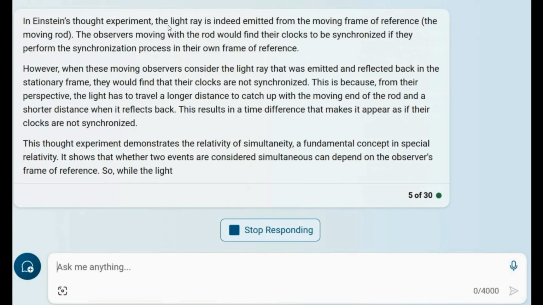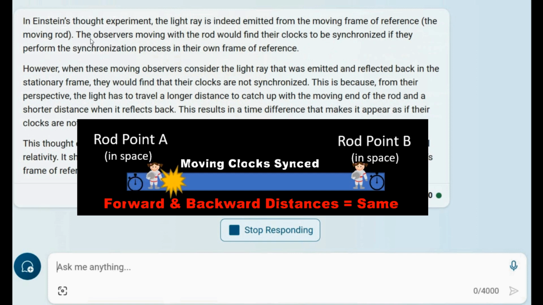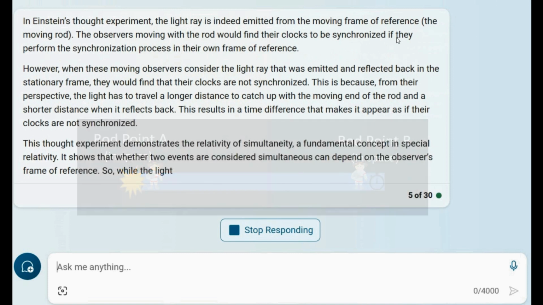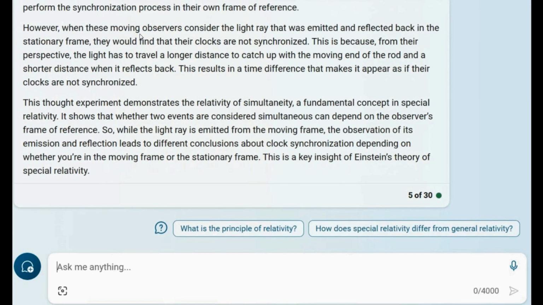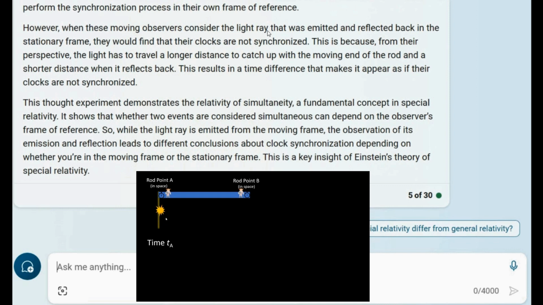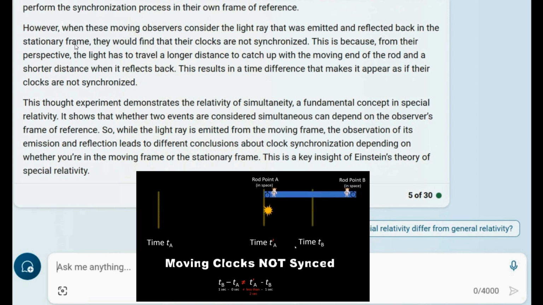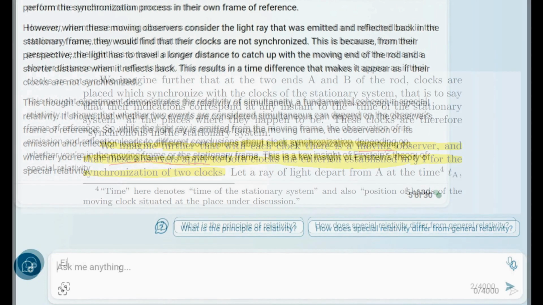It still didn't get it, so it still thinks the light ray is emitted from the moving frame, and saying that the observers moving with the rod would find their clocks to be synchronized if they performed this synchronization process in their own frame of reference. But then the AI says the clocks aren't synchronized, so it must be looking at light that was emitted in the stationary frame.